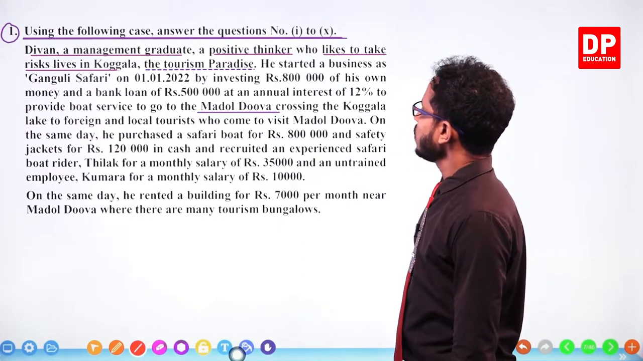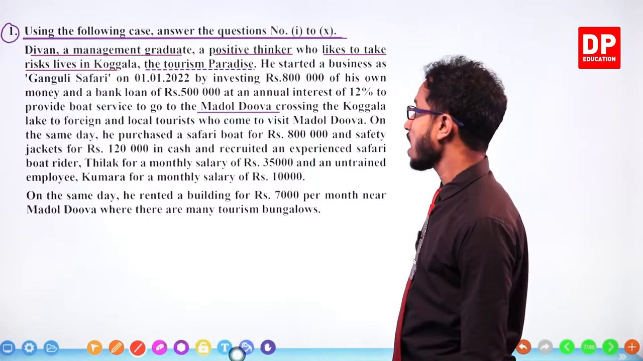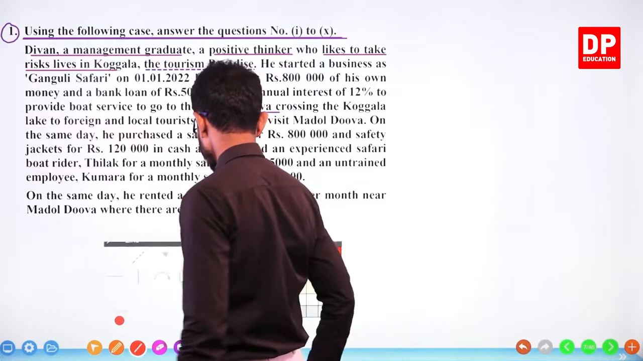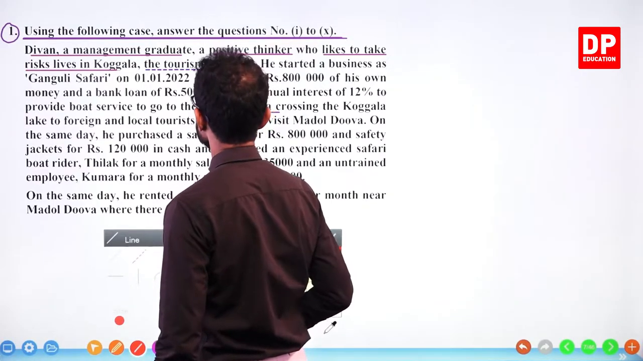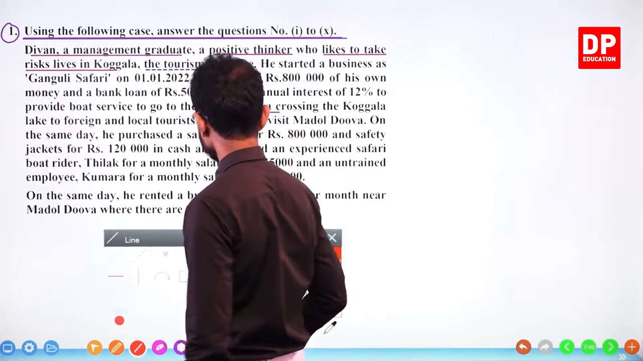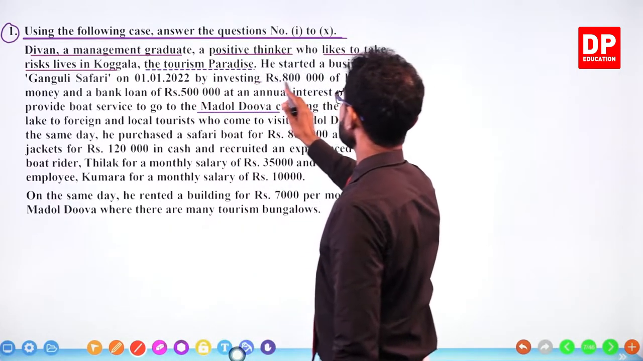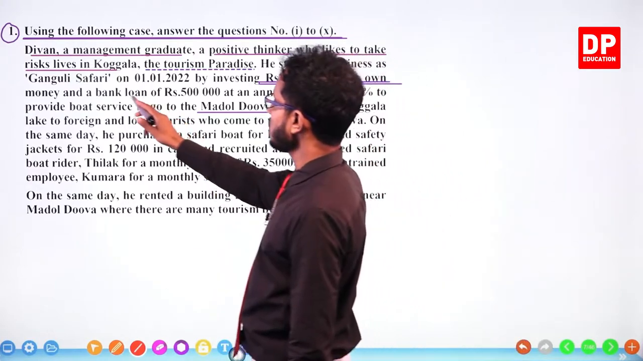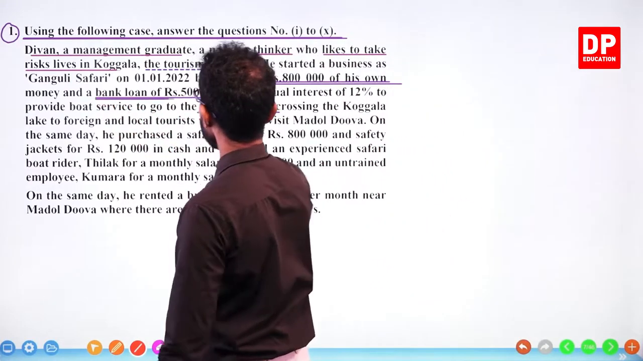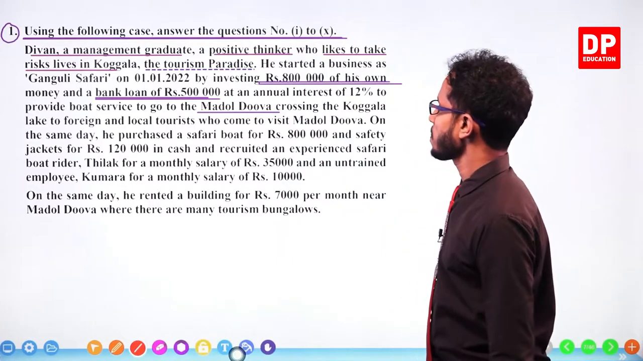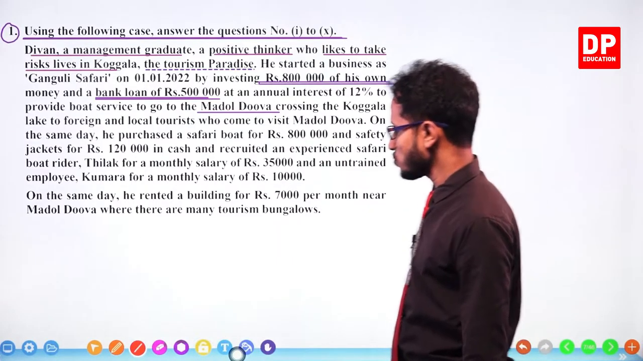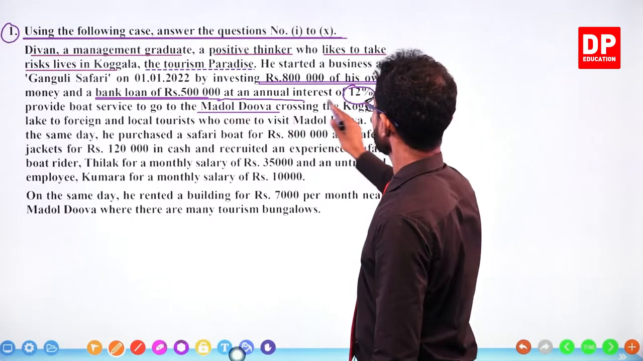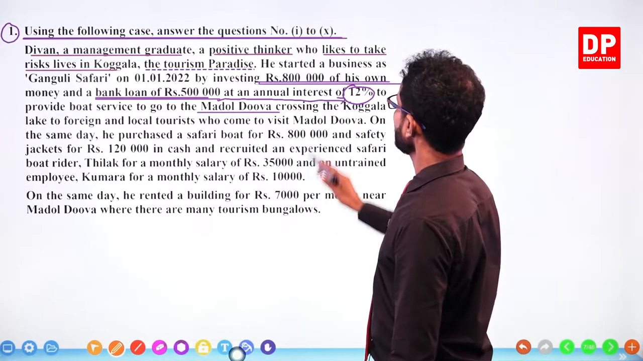Yeah. Well, he started a business as Ganguly Safari, okay, by investing 800,000. Now we come to the numbers. What things can you not understand here? He invested 800,000 from his own savings, and took a bank loan of 500,000 from a bank. Annual interest is 12%.